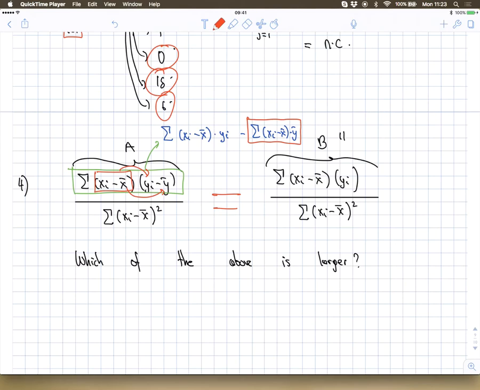Okay, everybody with me? So A is not bigger, B is not bigger. They're exactly the same. What am I using? Exactly the same thing as before.